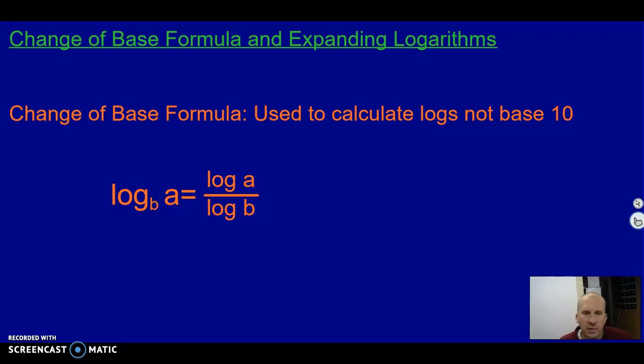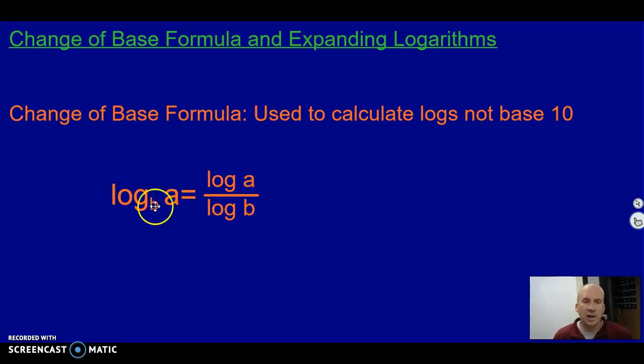The change of base formula says what you see in the middle of your screen here, log base b of a. Understand, these are normally numbers. This might be log base 5 of 72. All you have to do to calculate that is change them both to base 10. That's why we call it the change of base formula. It takes something that is of base b and allows us to use base 10 as our base. Technically you can use any base you want in this formula, but base 10 is what the calculator uses, so we're going to change everything to base 10.